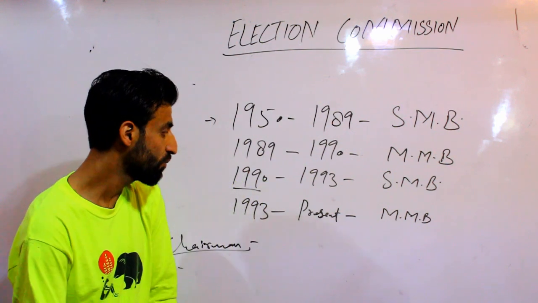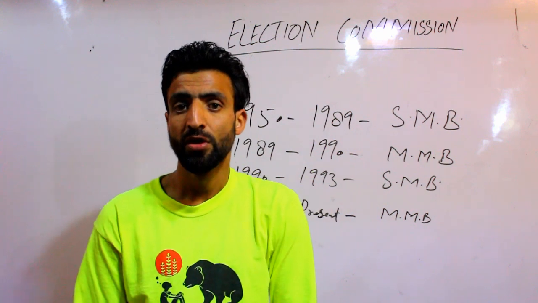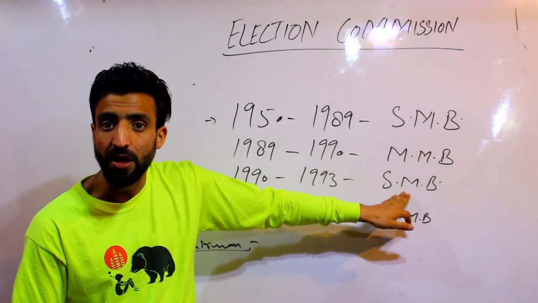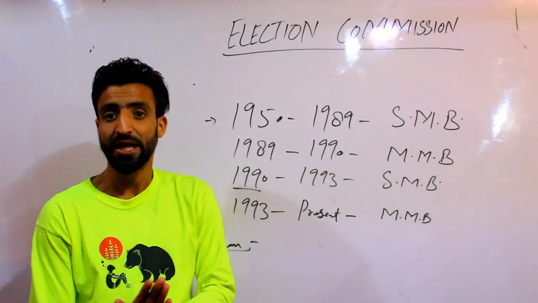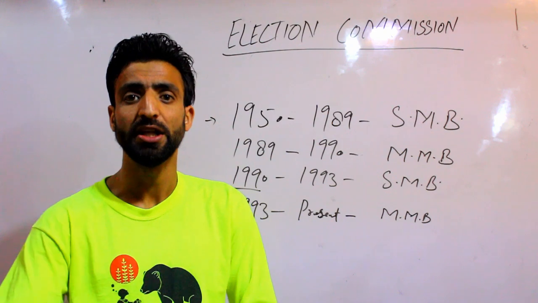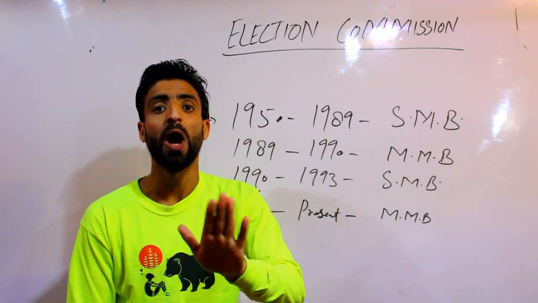ठीक है, then again in 1993, since it was now a single member body, by the notification of the government it was again made a multi-member body. So presently we have chief election commissioner and other two election commissioners.